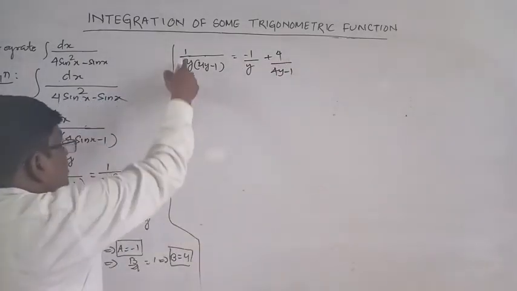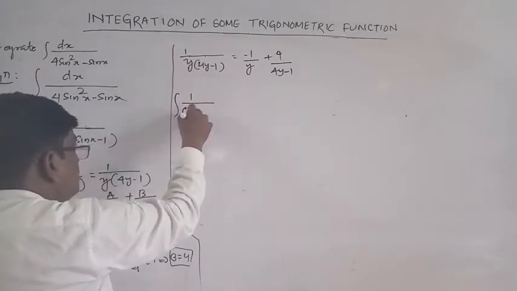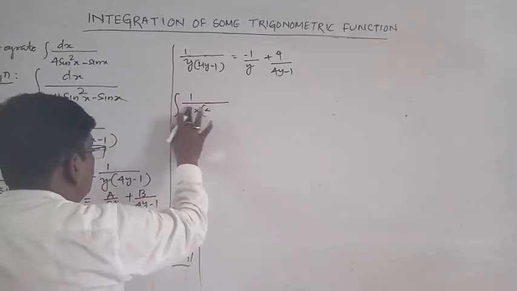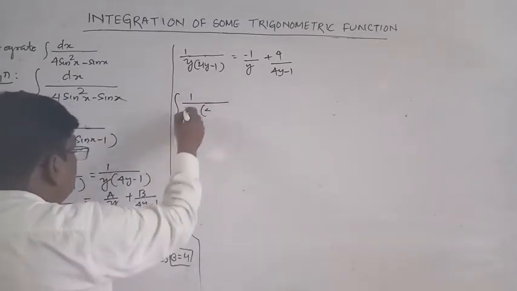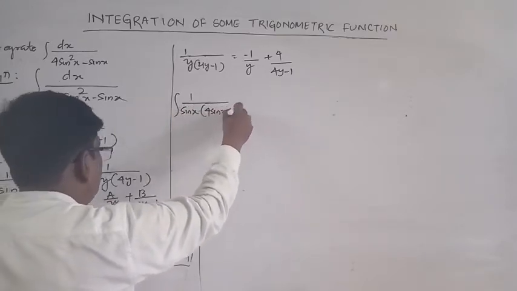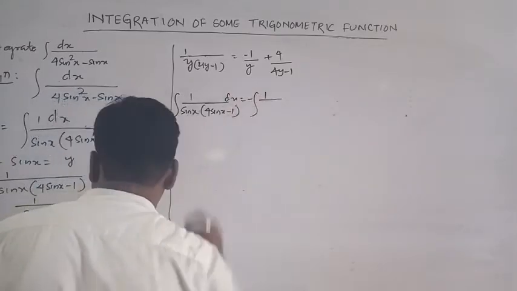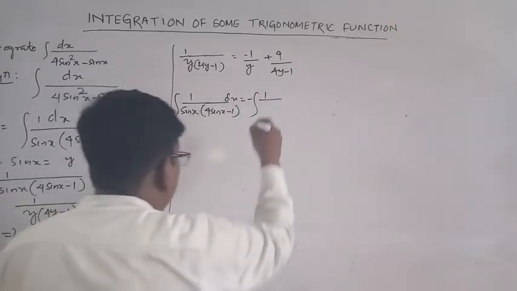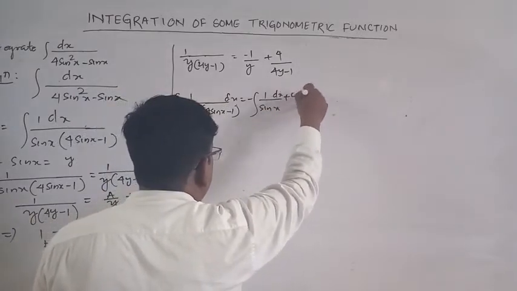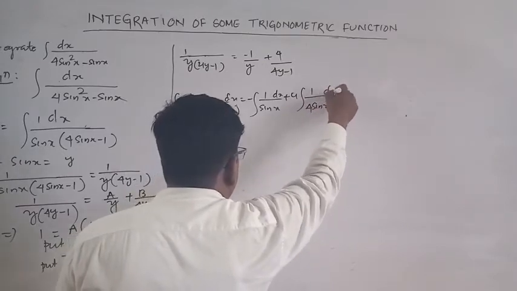Now this is equal to the integration of 1 by sin x into 4 sin x minus 1 dx, which is equal to minus 1 by sin x dx plus 4 into 1 by (4 sin x minus 1) into dx.